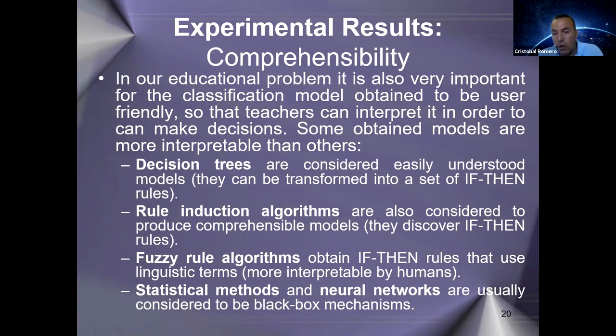Rule induction algorithms are also considered to produce comprehensible models. And also fuzzy rule algorithms. They are also if-then rules, also with linguistic terms. But the statistical methods and the neural networks can obtain better accuracy, but usually they are considered black box mechanisms. In fact, they don't provide information about the classification.